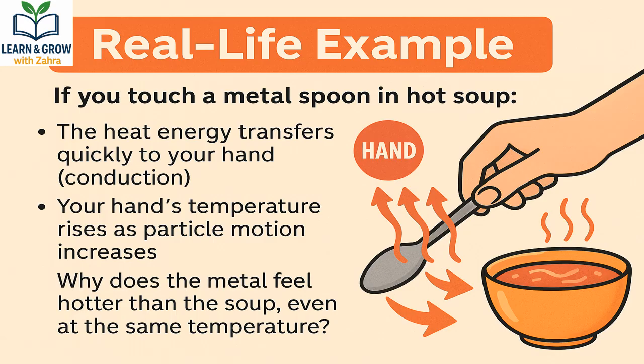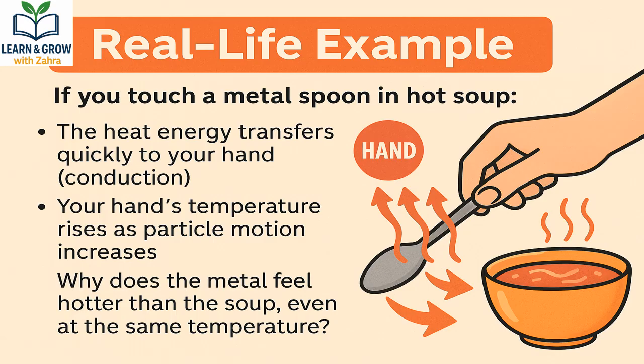The soup, mostly water, is a much poorer conductor. So the energy moves slower from the soup. Much slower. It still transfers heat, it's still 70 degrees, but it doesn't deliver that energy punch nearly as fast as the metal does. So the sensation is less intense initially. That makes total sense. It's the speed of the transfer, the conduction.